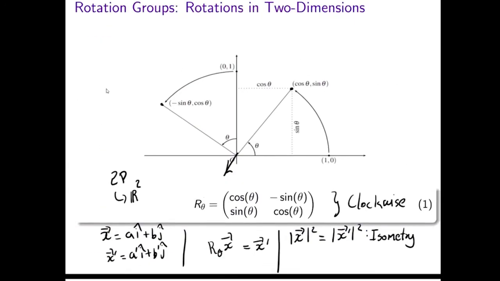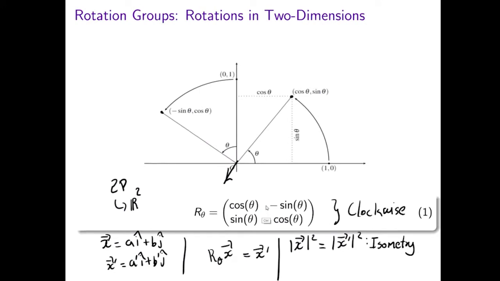So let me just write down the matrix. You know what, I'm too lazy. Let's refer to this one. So this matrix here, the first thing we should check is whether it is an isometry, that is to say, when I multiply by it, does it change anything? The easiest way to check that is by checking the determinant. And why do I need to check the determinant?